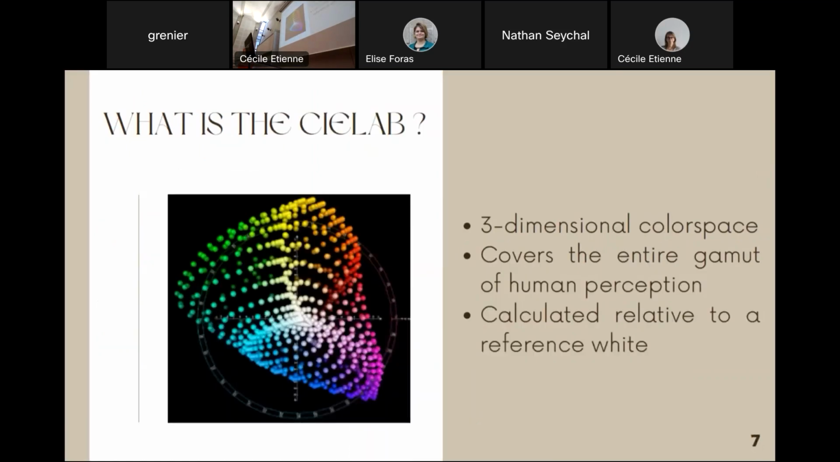So in a nutshell, the CIE LAB is a color space defined by the International Commission on Illumination. And it represents the whole gamut of human perception, and it is calculated relative to a reference white.